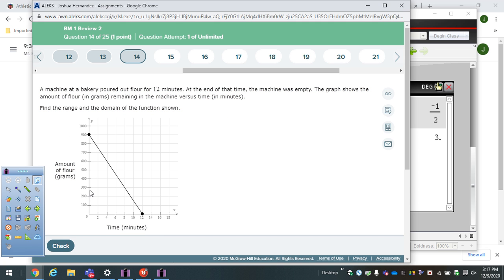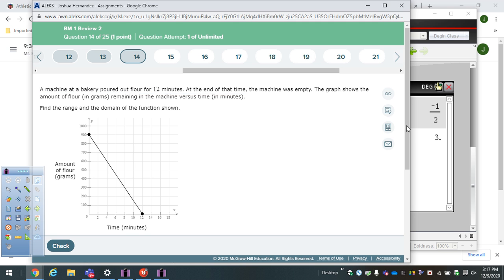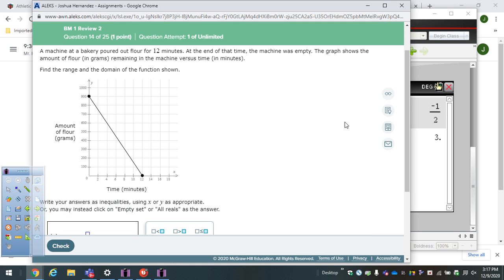Okay, this one says, I have a graph, x, y. Machine at a bakery poured out flour for 12 minutes. Okay, so from 0 to 12, all right, I get this. At the end of the time, the machine was empty. Okay, so that makes sense, because like the amount of flour poured out, empty, no flour at 12 minutes. The graph shows the amount of flour. Okay, cool, I see that. That's a question. Find the range and the domain.